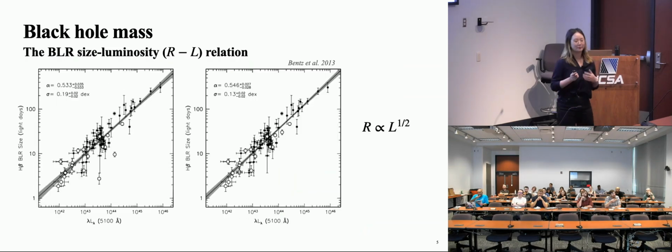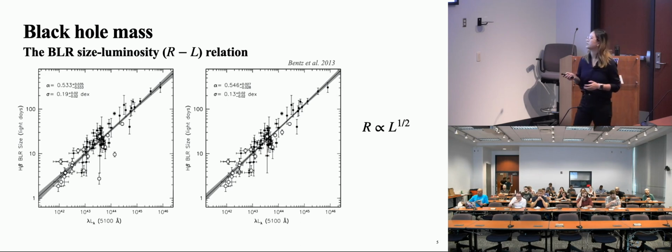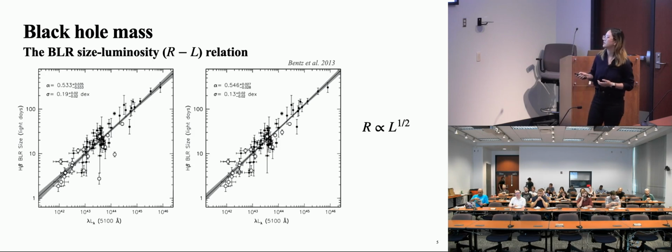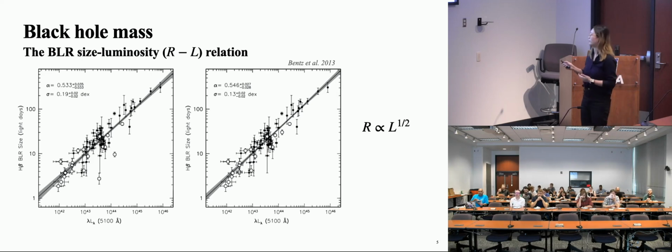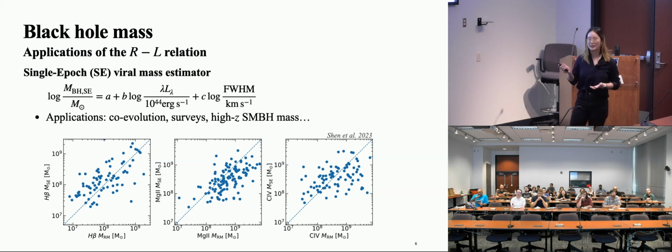The most remarkable result of the reverberation mapping method is the size-luminosity relation. In 2013, Bentz et al. plotted the size of the H-beta emission line region against the optical luminosity, and they realized that those two parameters are tightly correlated with each other. They also fit for the slope, and found that the index is around 0.5. That's a very remarkable result, and it also laid the foundation for what we call the single-epoch virial mass estimator.